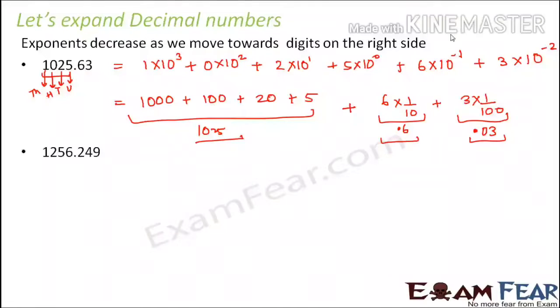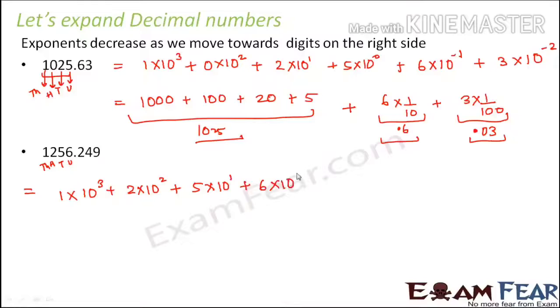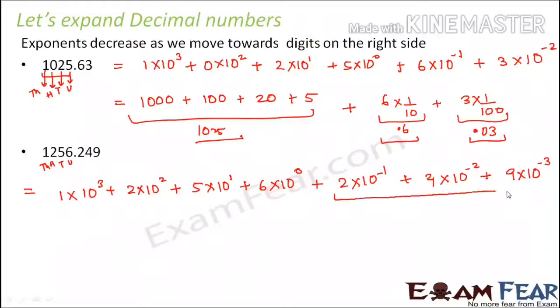Let's try with another decimal number: 1256.249. So this is units, tens, hundreds and thousands. This can be expanded as 1 into 10 to the power 3 plus 2 into 10 to the power 2 plus 5 into 10 to the power 1 plus 6 into 10 to the power 0 plus 2 into 10 to the power minus 1 plus 4 into 10 to the power minus 2 plus 9 into 10 to the power minus 3. So the negative exponents represent the fractional part and the positive exponents represent the whole number part.